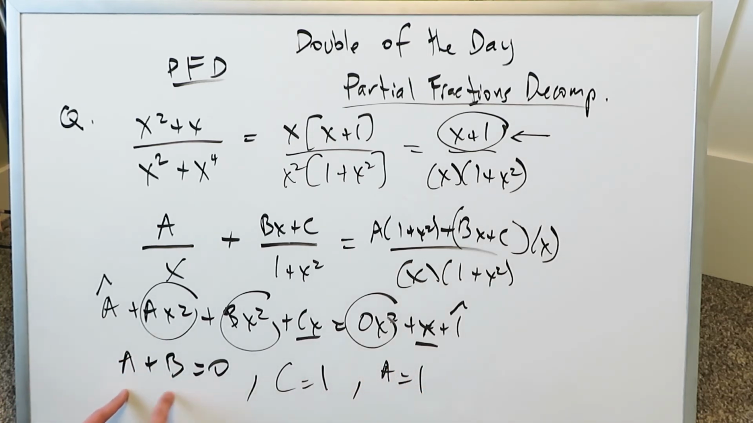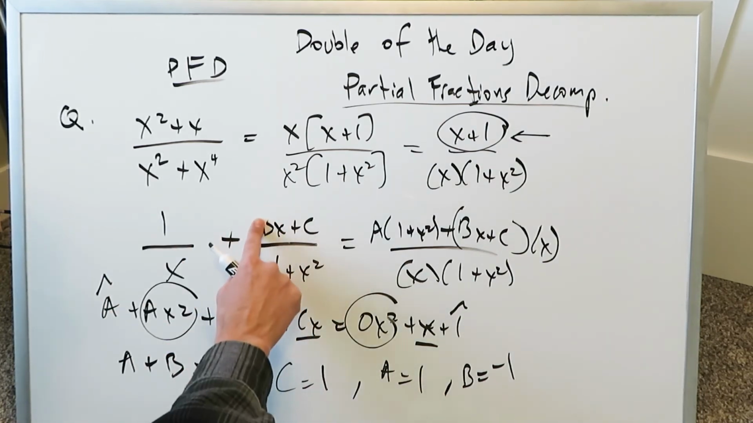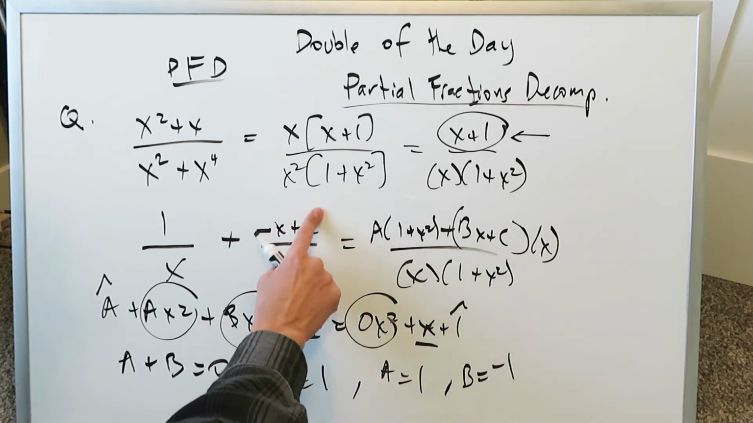If a is equal to 1 here, b must be equal to what? Minus 1. Right? b must be equal to minus 1. We have 1, minus 1, and 1. So we have to just do nothing more than substitute. We have 1 over x minus x plus 1 over 1 plus x squared. Right? Minus x plus 1.